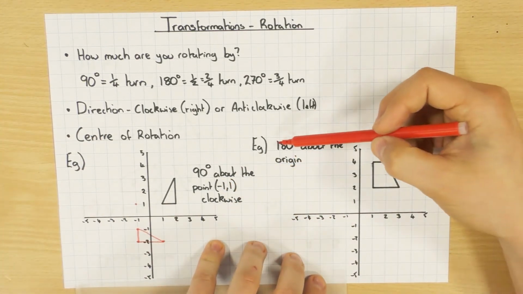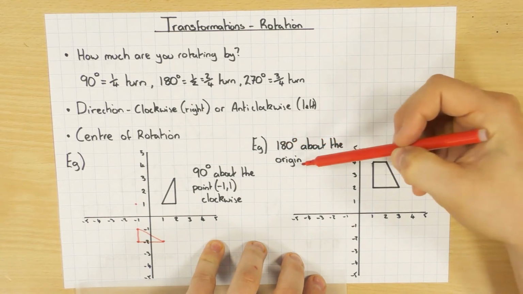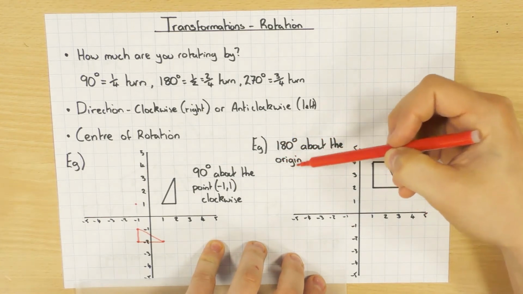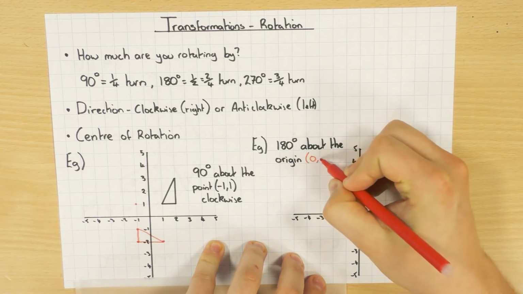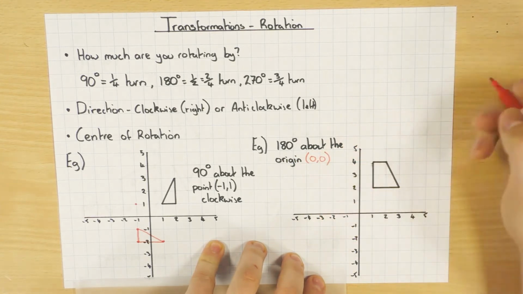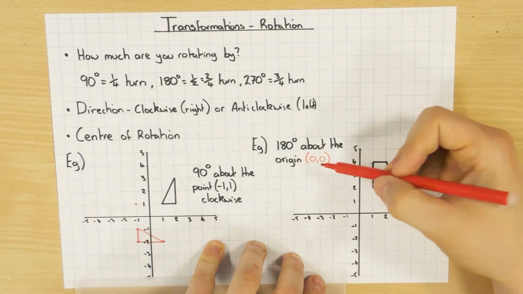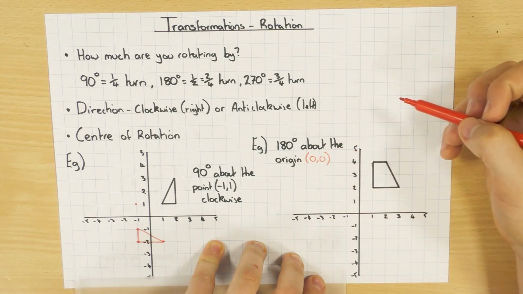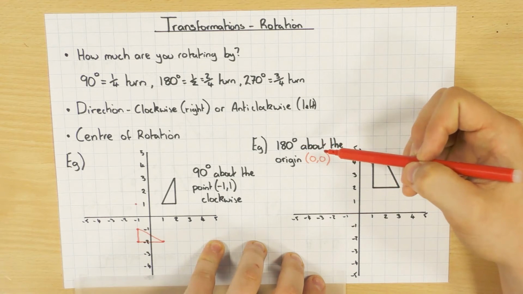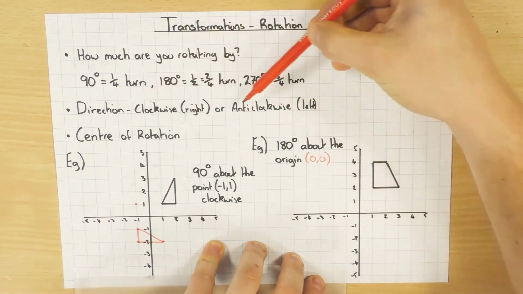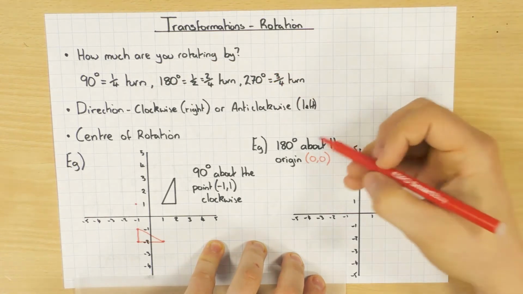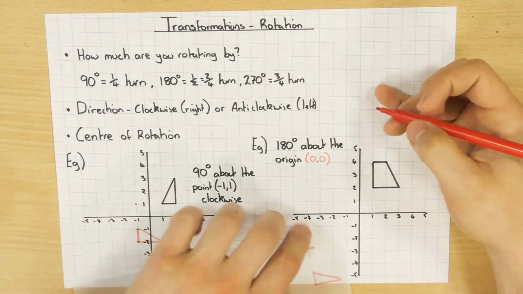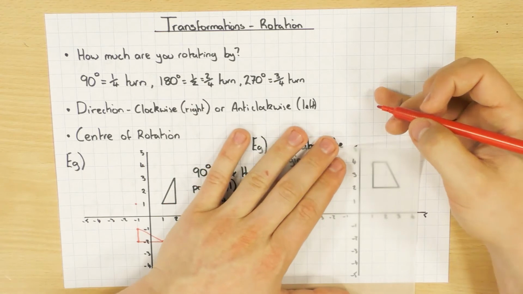Next example, guys, is 180 degrees about the origin. Now, some people get confused with this word, the origin. Don't worry. All it means is it's the point 0, 0. Sometimes I might say 0, 0. Sometimes I say the origin, but that's all it means, is that point there. You might notice there's something missing. We haven't got a direction. We don't know whether it's going clockwise or anti-clockwise. The reason being is because it's 180 degrees, and I'll show you what happens now.